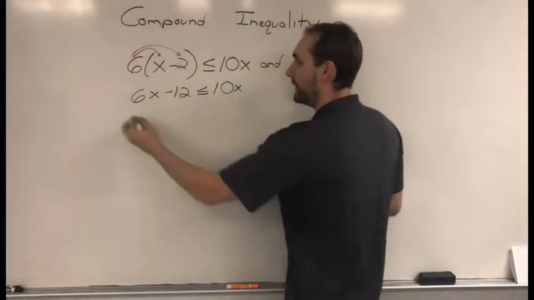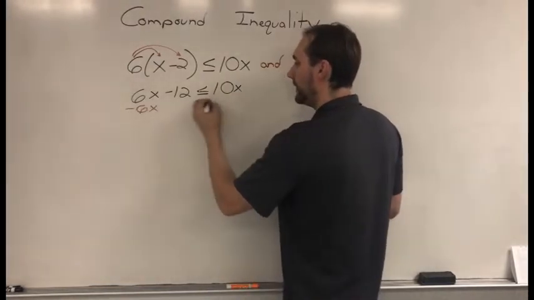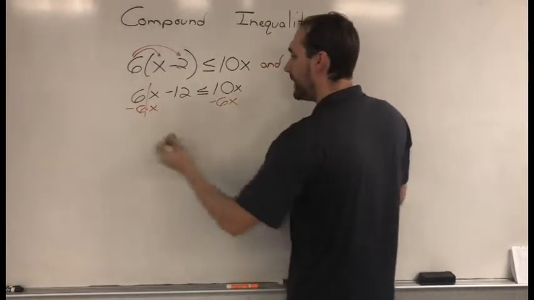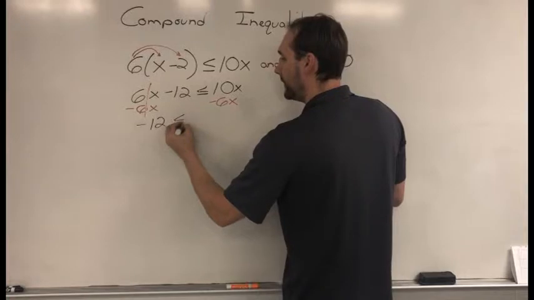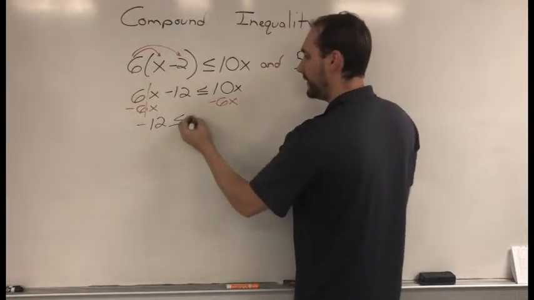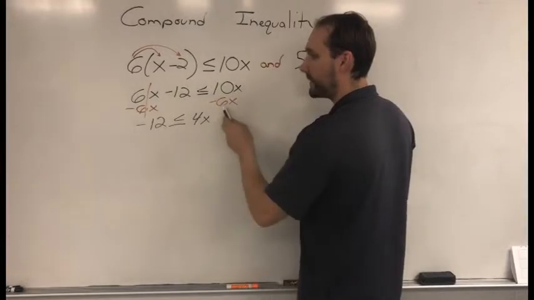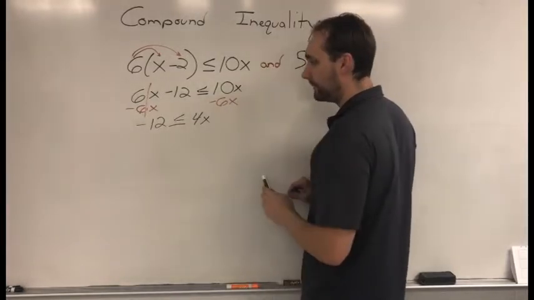Now I need to move this 6x over. So what's the opposite of plus 6x? Minus 6x. That'll cancel, giving me negative 12, less than or equal to 10x minus 6x, which is 4x. Notice I'm not flipping the sign because I'm using subtraction here. It's not multiply or divide.